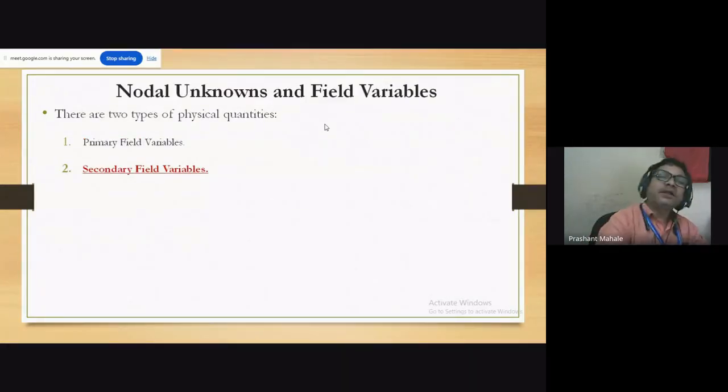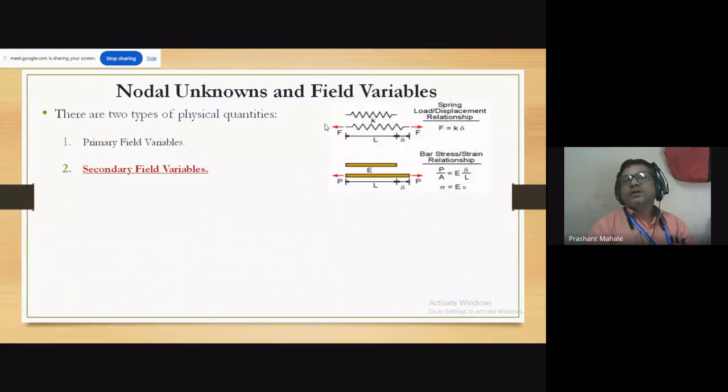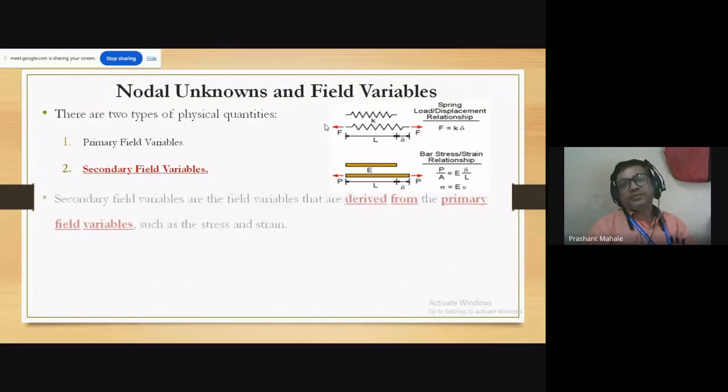Whereas, in the case of secondary field variables, this is the diagram for your information. Secondary field variables are the field variables that are derived from the primary field variables. By some formula, by some relations, the primary field variable can then be converted to a secondary field variable.